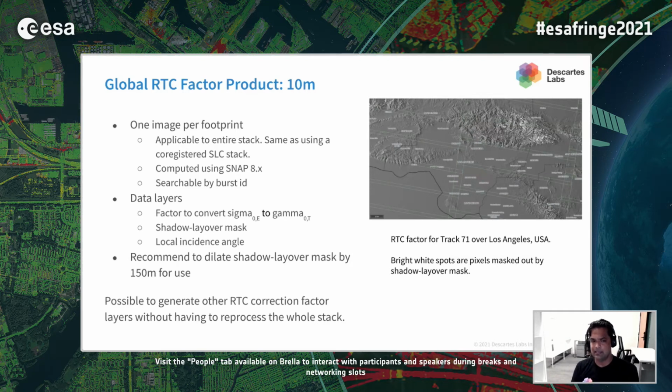We also recommend dilating the shadow layover mask because it's not a perfect mask that comes out of SNAP or any other tool. Also, the orbit tube varies, so we usually dilate this by 150 meters before we use it. It's an example over LA, and you see in the mountains, the shadow layover mask pixels are shown in white, and that gets masked out. Those will get imaged from the other pass, and you get to see where you get both geometries or single geometry right from the get-go.